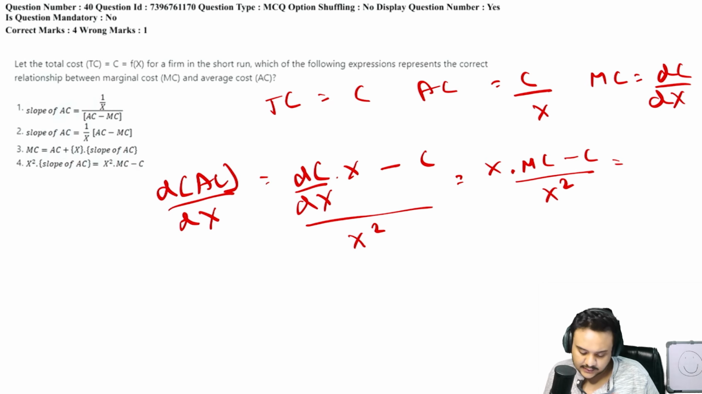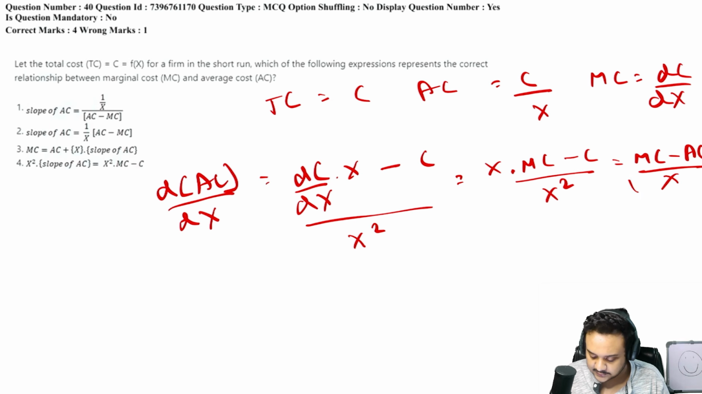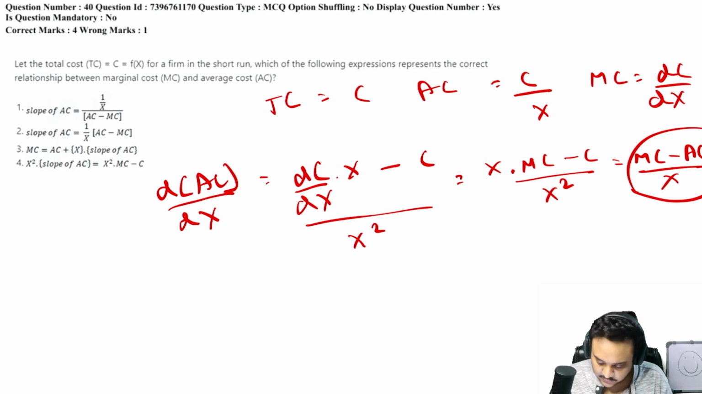So x cancels, and one of the C upon x can be written as AC, right? So that will also simplify. So MC minus AC upon x is the right thing. Okay, this is what it is. So first is wrong, second is wrong, then what else? Third says MC. Let's solve for these as well.